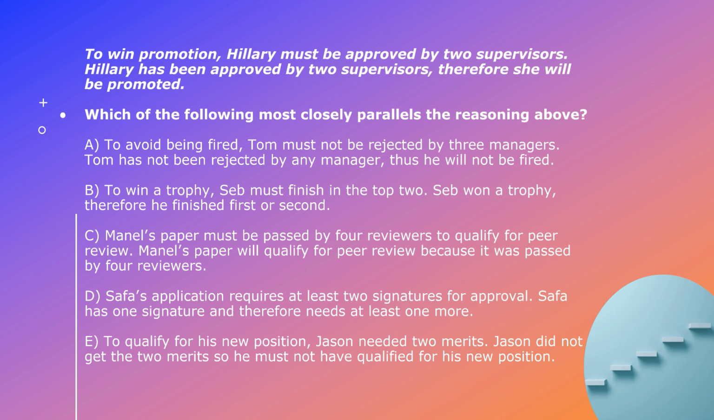Manel's paper must be passed, positive, by 4 reviewers to qualify for peer review. Manel's paper will qualify, plus, for peer review because it was passed by 4 reviewers, positive. So it's matching in terms of positives because there are no negatives. It's matching in terms of positives. Is the logic flawed or flawless? It's actually flawed for the same reason.